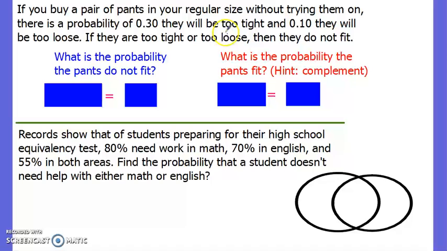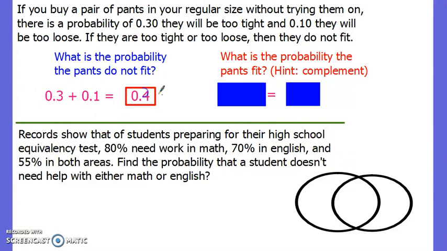We bring them home. What's the probability that the pants do not fit? Well, to be too tight or too loose are essentially two ends of the spectrum. So we would assume mutually exclusive events, two events that can't happen at the same time. Pants are either going to be too tight or they're going to be too loose. Okay? So we can just add those two events together. They're mutually exclusive again. Two things that won't have an intersection. So 0.3 plus 0.1.